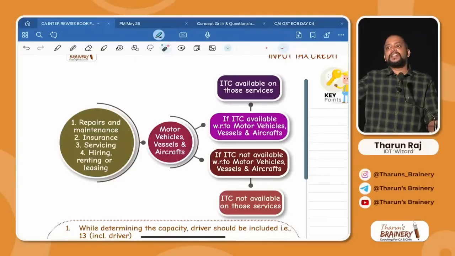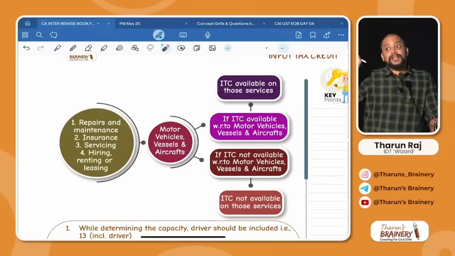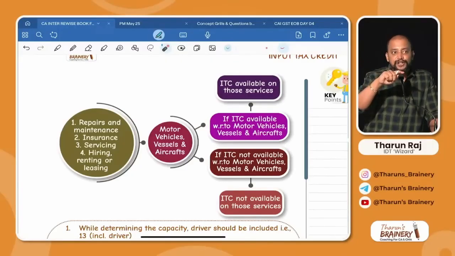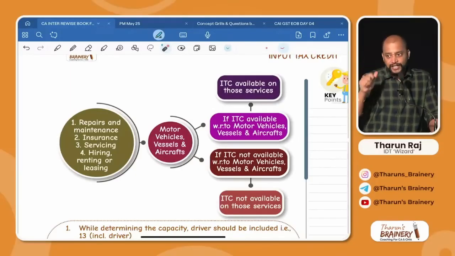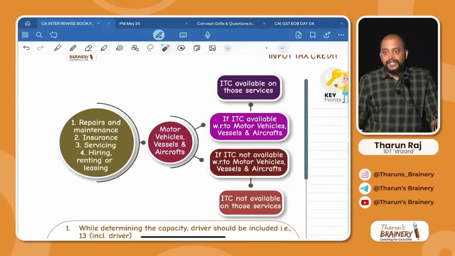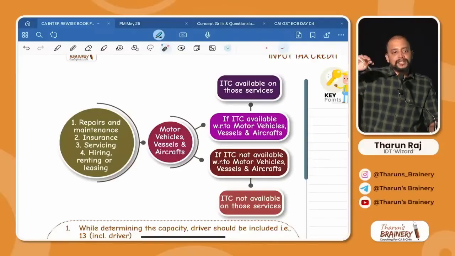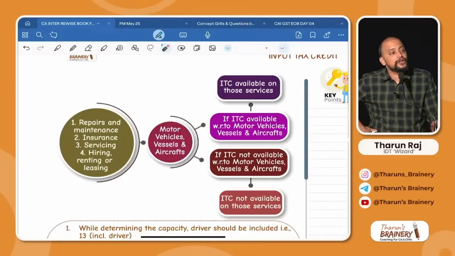Yes. Generally when they buy a car, they can take ITC because they are using it in the business of transportation of passengers. As the car purchased is eligible for ITC, even on this repair and maintenance service they can take ITC. Got it? Then next, suppose a company purchases a bus for transportation of employees, they can take ITC on the bus purchase. Now they are taking insurance on that bus. Can they take ITC on the insurance also? Yes.